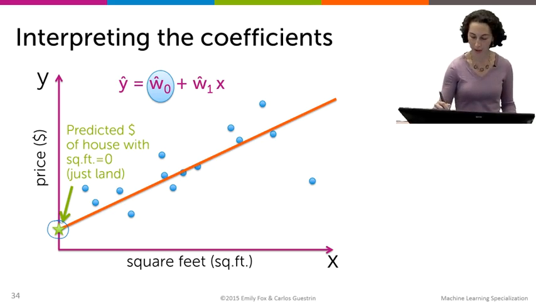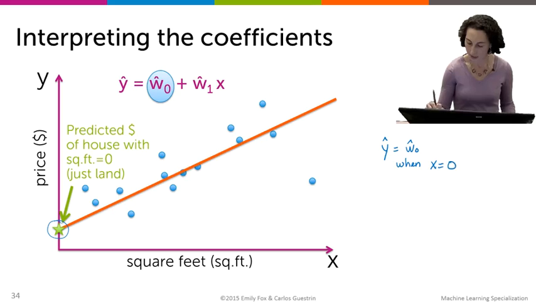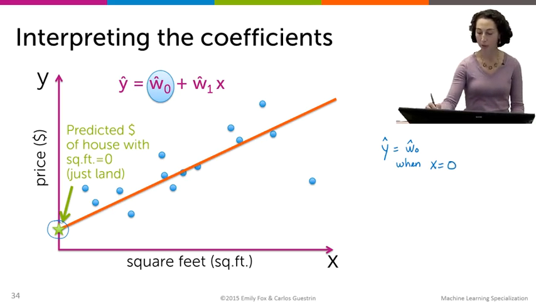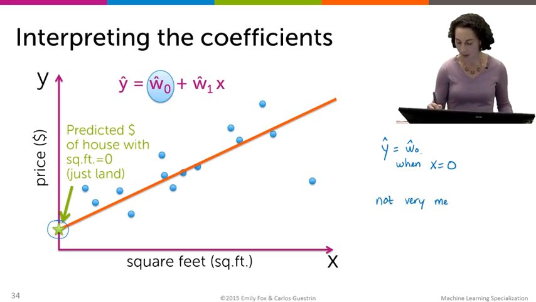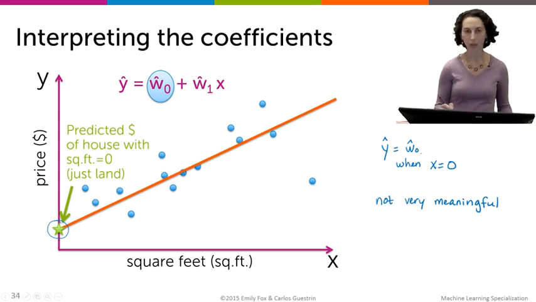So we can think of that as just land, because we have that y hat is equal to w hat 0 when x equals 0. So when there's no square feet, our predicted house value is exactly equal to w hat 0. But I'll say that in general, this is not normally that meaningful.